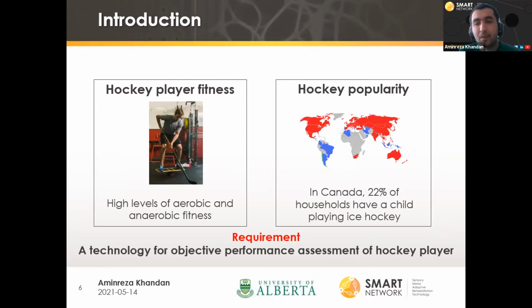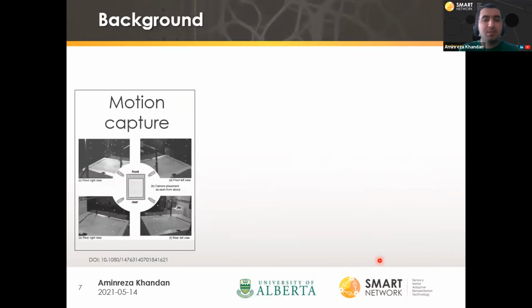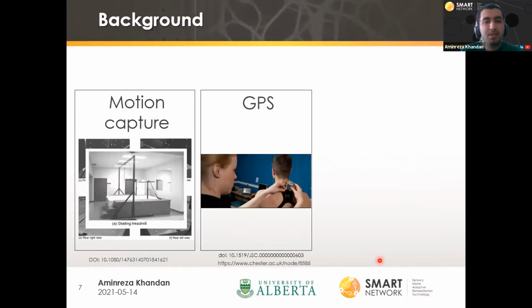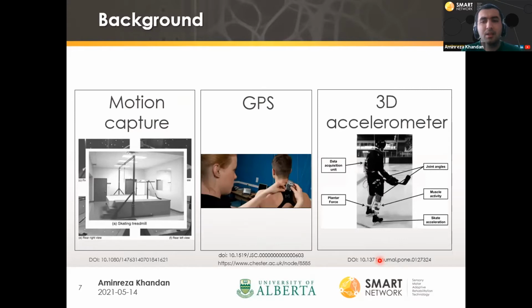So as a result, with the increasing popularity, improving training and coaching strategies using advanced technologies, like inertial sensors or wearable sensors, for objective performance assessment is necessary. To do this assessment, today we have different options. First of all is the motion capture system. The other option that we have is wearable sensors like GPS or even a 3D accelerometer. Let's talk about the advantages and disadvantages of all of these options.